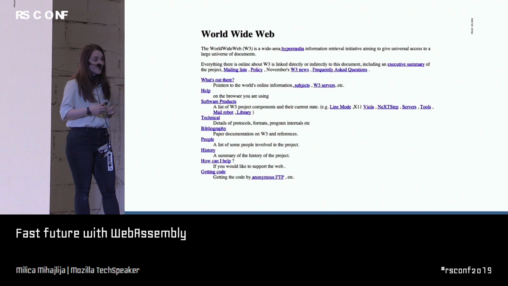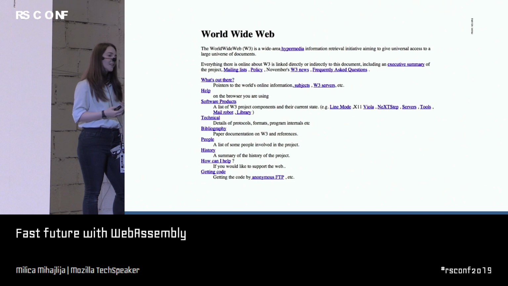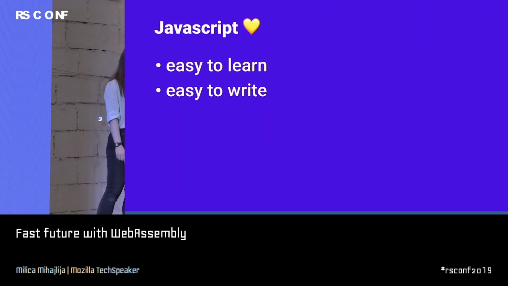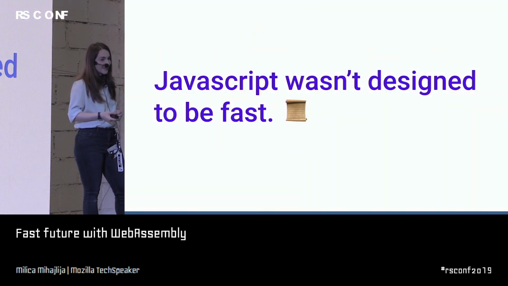This is a screenshot of the first website ever, which Tim Berners-Lee published maybe 30 years ago. Back in that time, the web was just text and links. JavaScript came about as a way to bring a bit of interactivity to the web. It was designed to be easy to learn and easy to write. But it wasn't designed to be fast.